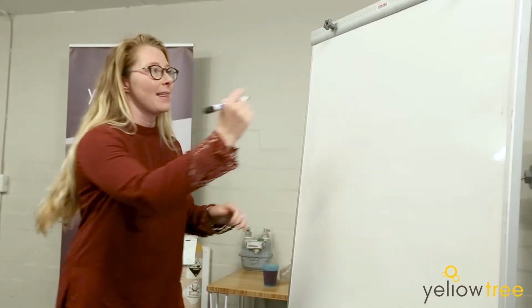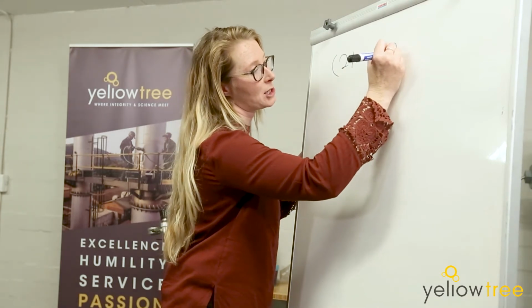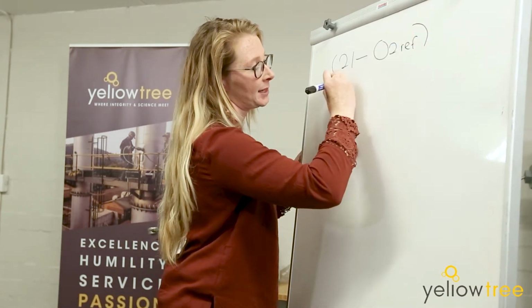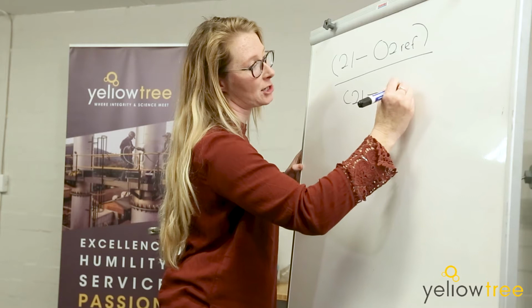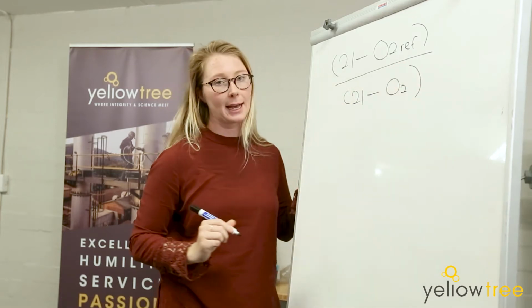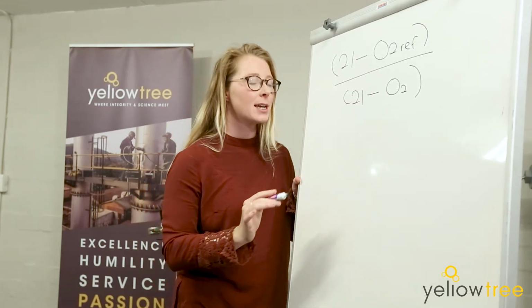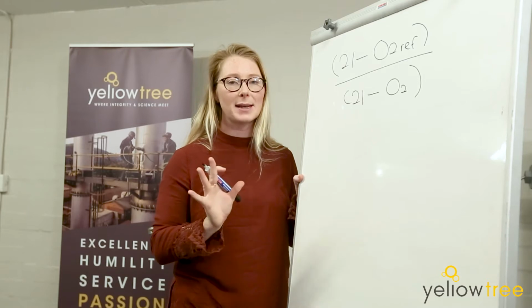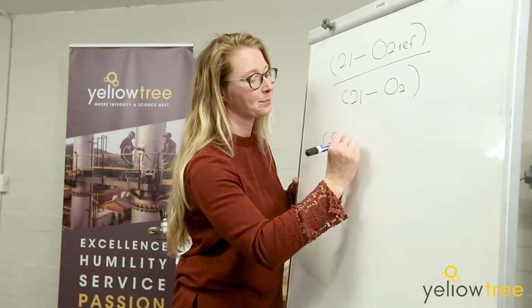To apply an oxygen reference, we multiply the concentration of the pollutant by an oxygen reference factor. That factor is 21 minus your oxygen reference, divided by 21 minus the oxygen that you measure in the stack. Oxygen references are always specified in the legislation. For a coal-fired boiler, the specified oxygen reference would be 10. So we can insert that into our equation.